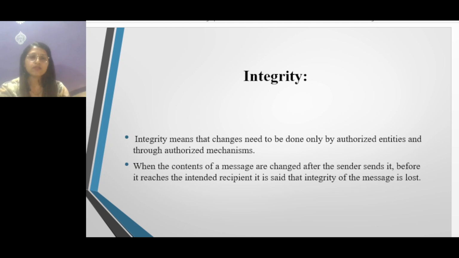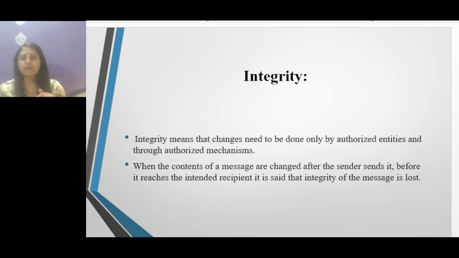message integrity. What do you understand by integrity? Over here, integrity means whatever changes are done on the data, they need to be done only by an authorized entity and through an authorized mechanism. If the content of the message is changed after the sender sent it, but before it is received by the intended recipient, then you can say that the integrity of the message is lost.